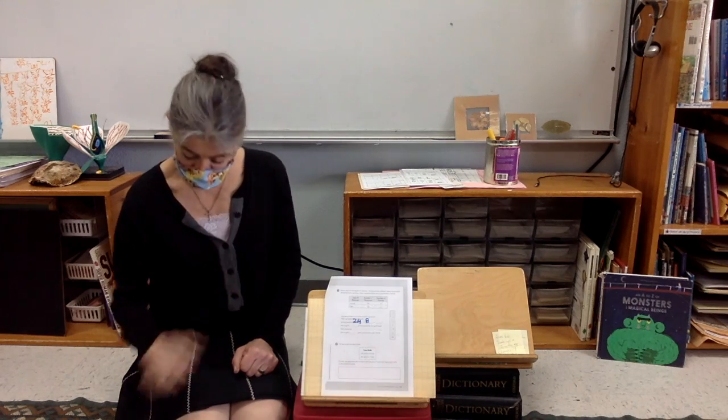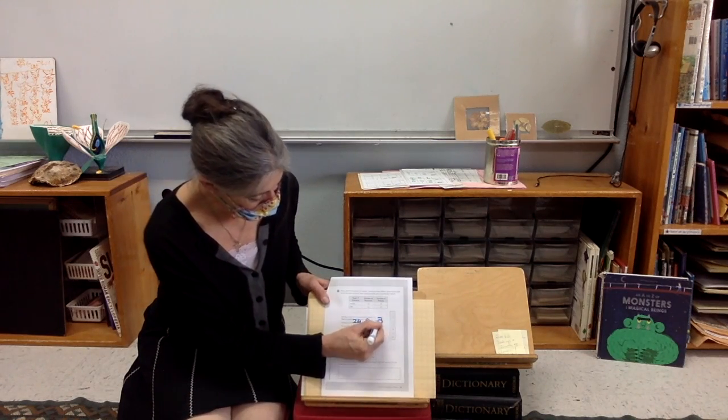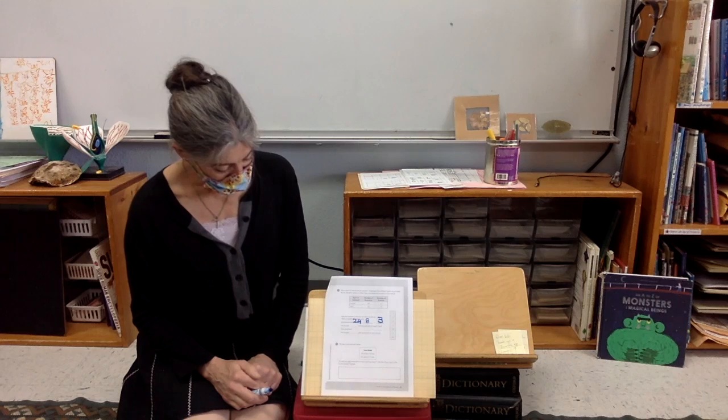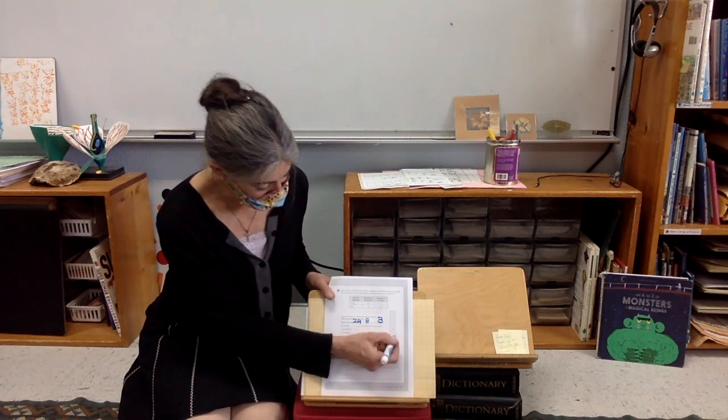Now skip count your 8s. 8, 16, 24, 32. Stop when you get to 24. That's 3. Circle the 3, 8, and 24. Thank you.